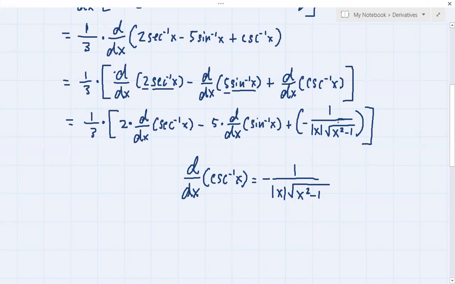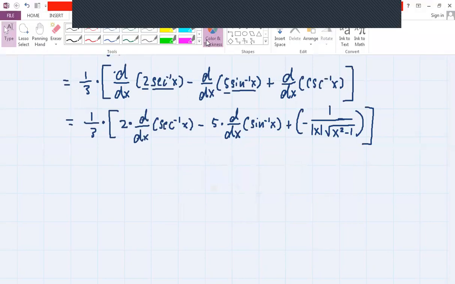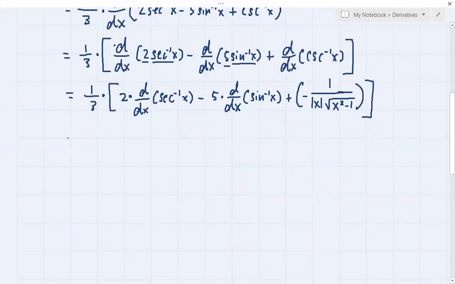There you go. Now, tuloy-tuloy pa rin natin ang ating gawain. Okay? Kasi we need to differentiate the first two terms. Okay? So, let's start with the first term.